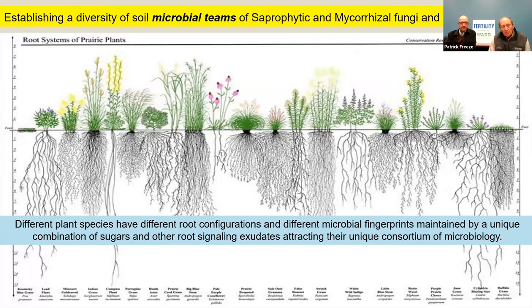So each one of these plants has a different fingerprint with a different microbe, and they cohabitate with each other, and two differing plants will complement each other in performing other functions. So it's like a factory. If you only have one plant, you only have one division of the factory in operation.